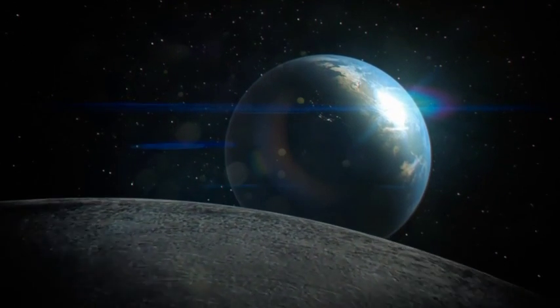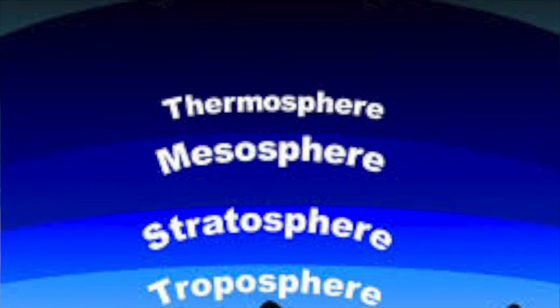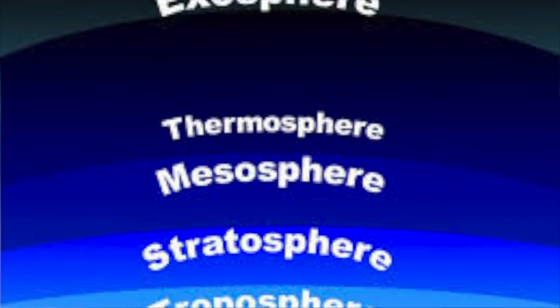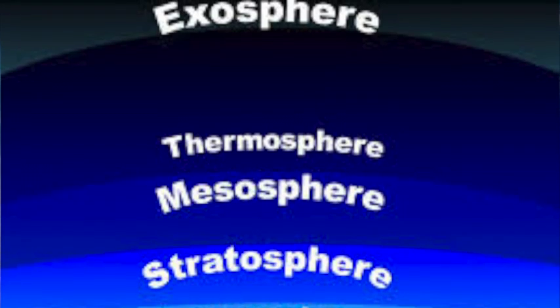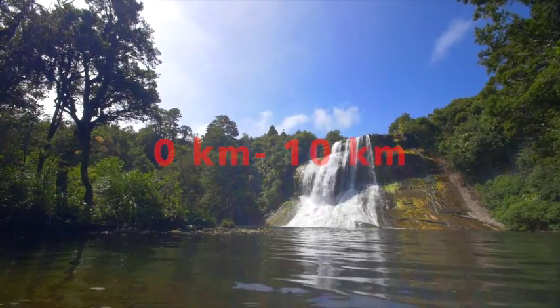The five principal layers of Earth's atmosphere consist of the troposphere, stratosphere, mesosphere, thermosphere, and then the exosphere. The troposphere is the lowest part of the atmosphere, which stretches out from ground level to about 10 kilometers in the sky. Over 75% of the air in Earth's atmosphere remains in the troposphere.